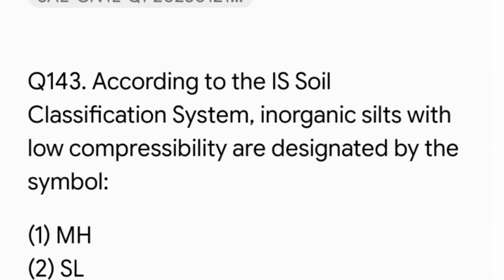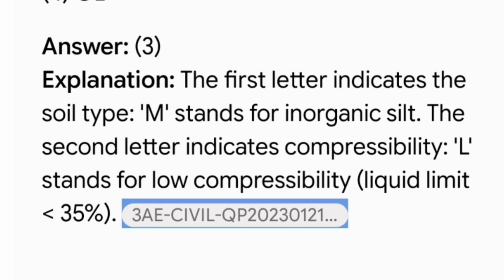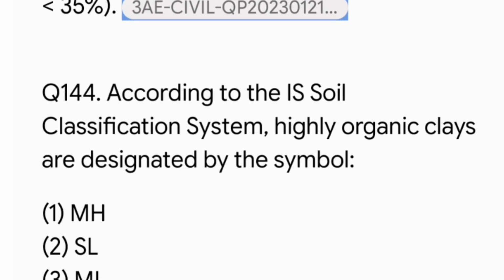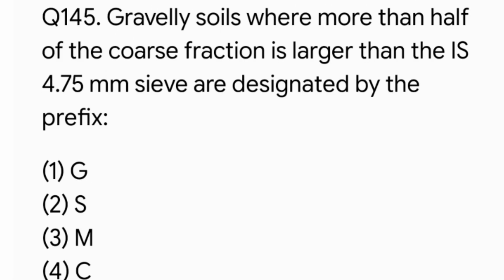Next question. According to the IS soil classification system, inorganic silt with low compressibility are designated by the symbol. Correct answer option 3, ML. Next question. According to the IS classification system, highly organic clays are designated by the symbol. Correct answer option 4, OH. Gravelly soils where more than half of the coarse fraction is larger than the IS 4.75 mm sieve are designated by the prefix. Correct answer option 1, G.